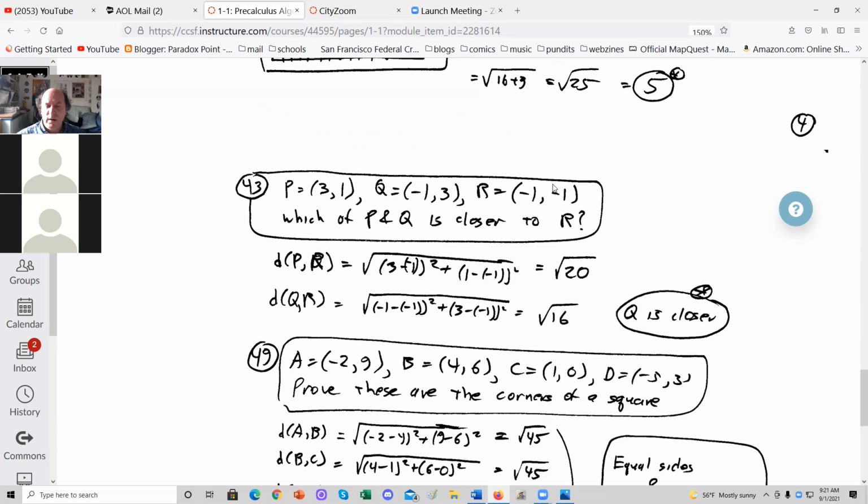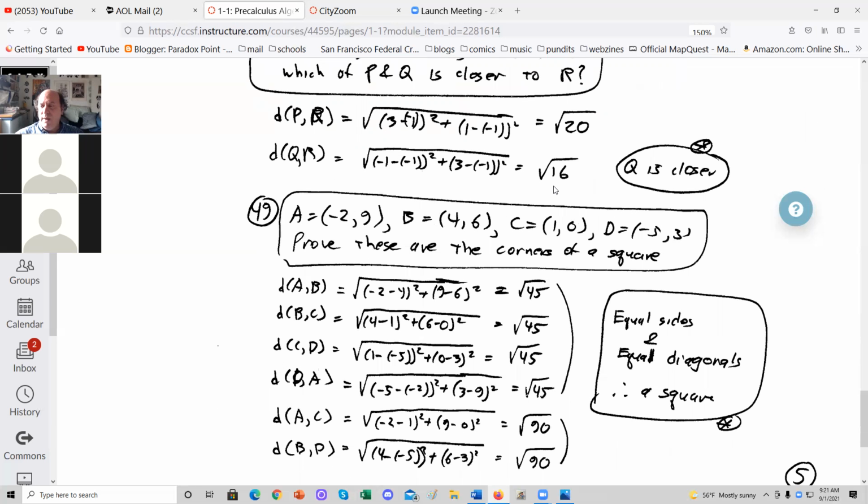So Q is closer to R than P is to R. Now here they're being annoying. We have 4 points: negative 2 by 9, 4 by 6, 1 by 0, negative 5 by negative 5, 3 by 3. And they have to prove these are the corners of a square. Now, when you have a square, 4 of the sides are equal and the 2 diagonals are equal, and those 2 suffice to make it a square.